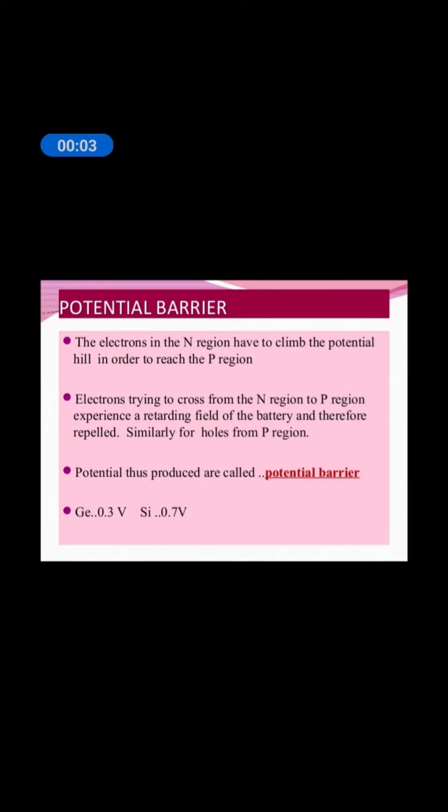Potential barrier. What is potential barrier? The electrons in the N region have to climb the potential hill in order to reach the P region. Electrons trying to cross from the N region to the P region experience a retarding field of the battery and are therefore repelled. Similarly for holes from the P region. The potential thus produced is called potential barrier. It is 0.3 volt for germanium and 0.7 volt for silicon.